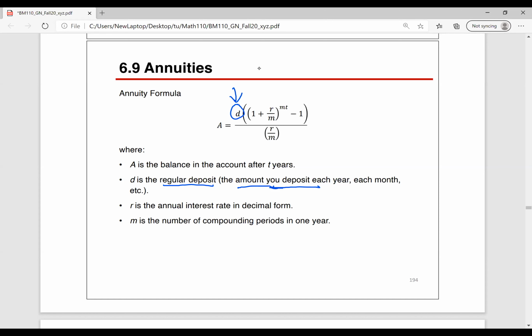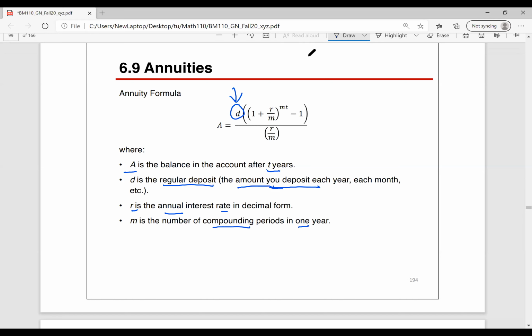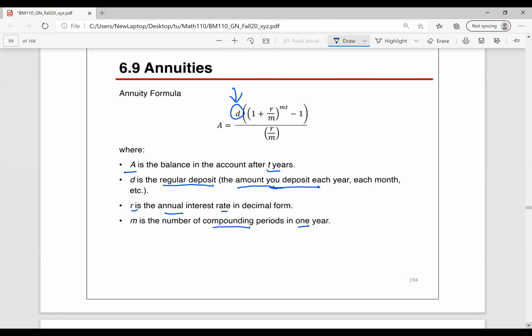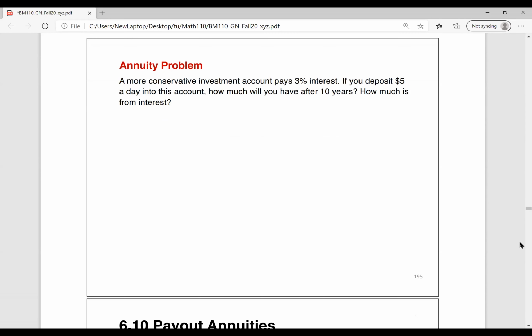Similar to the formula for compound interest, A is the balance of the account after T years, R is the annual interest rate in decimal form, and M is the number of compounding periods in 1 year. Okay, let's take a look at an example down here.